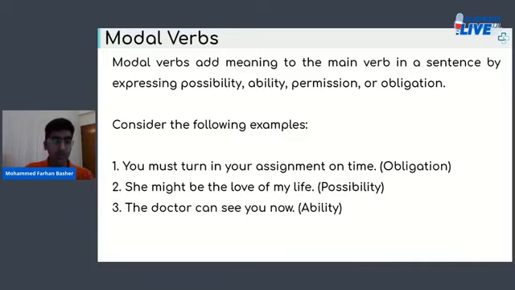Okay? So modal verbs are used to express possibility, ability, permission, or obligation. All right? Okay.